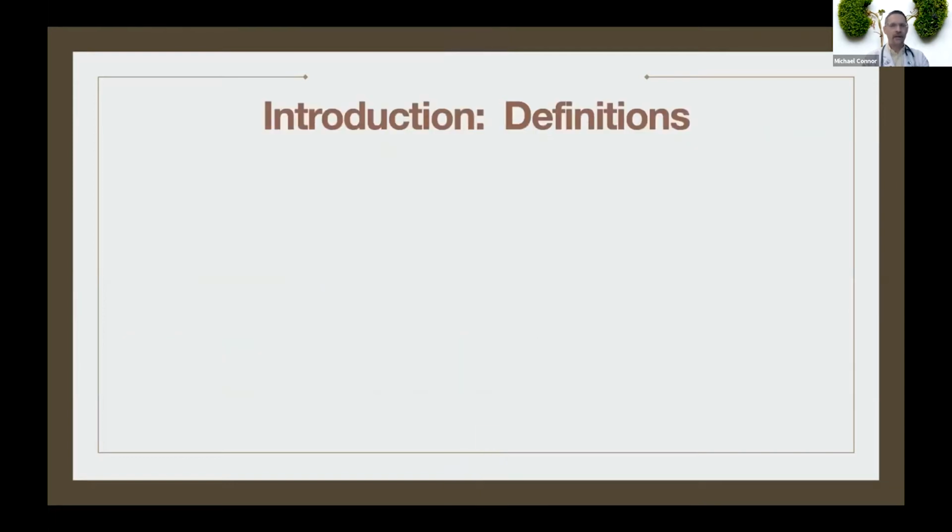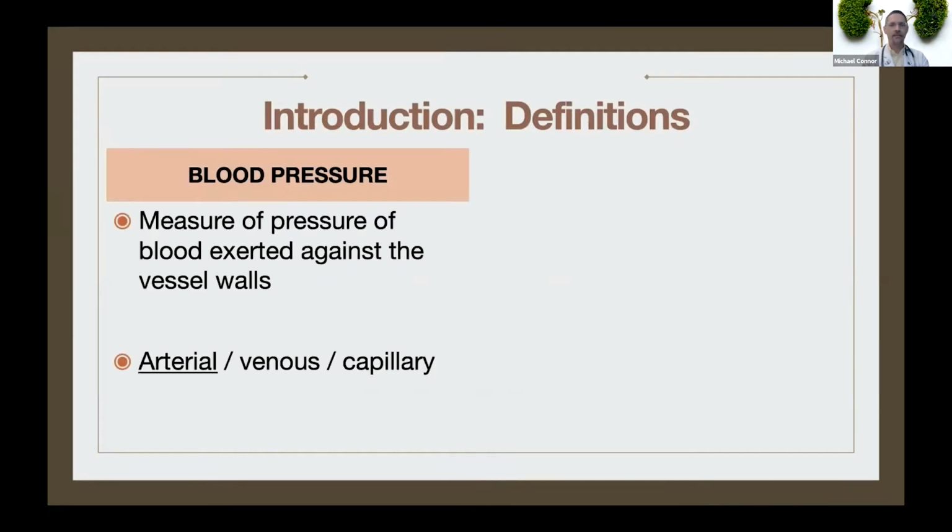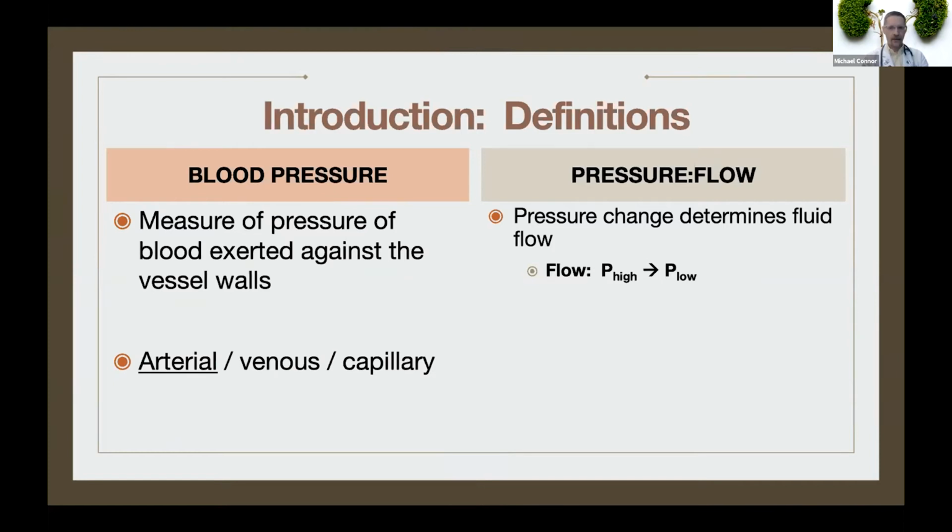So let's also talk about some very basic definitions. Blood pressure is a measure of the pressure that the blood is exerting against the vessel wall. We typically measure this as arterial pressure, but we also have venous pressure, like a central venous pressure, and capillary pressure as well. Then the other pressure-flow relationship to remember, and nephrologists know this well, is that it's pressure change that determines fluid flow. Flow occurs from an area of high pressure to an area of low pressure, and the larger this difference, the higher the flow. If P high goes up, then you can have more flow. If P low goes down, then you can have more flow. But if P low goes up, then you're going to have a lower gradient and less potential flow.